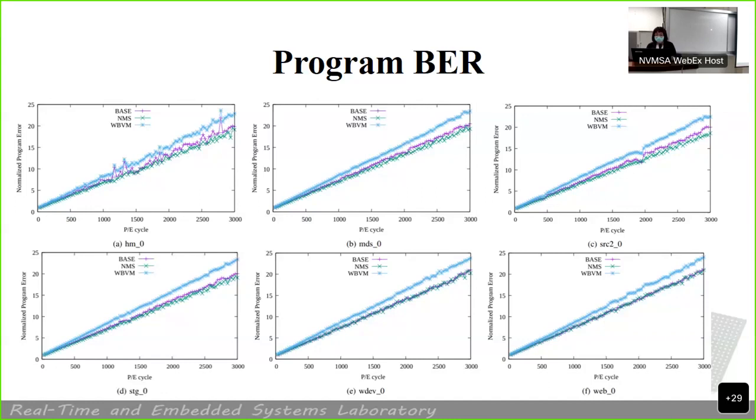Compared with WBVM, NMS even reduced the program error by up to 20% in the SRC2-0 workload because the data was updated frequently and the transfer size was small. Our proposed NMS strategy efficiently programmed the hot data with high state cells. In the worst case, since code data occupy most of the write requests, NMS just reached an error of 0.08% compared with the baseline in the WDEV-0 workload, which you could see in the middle.